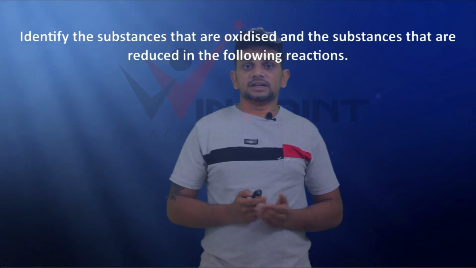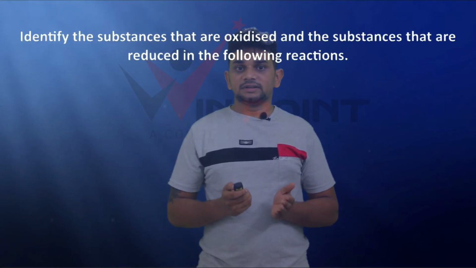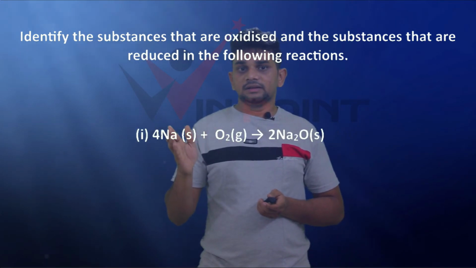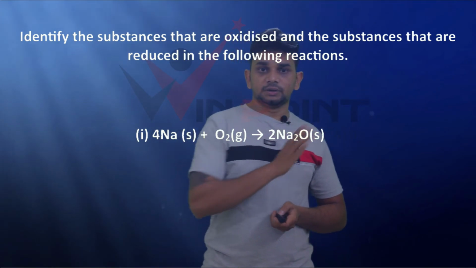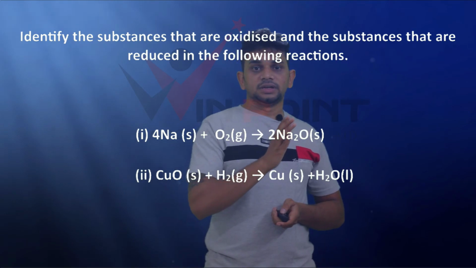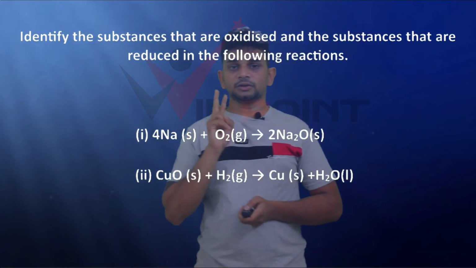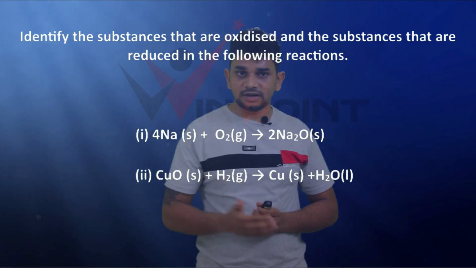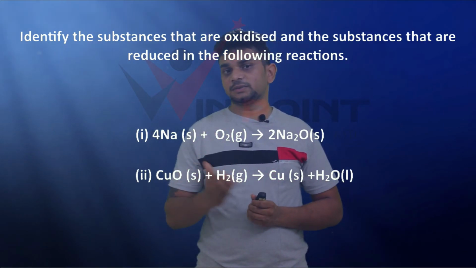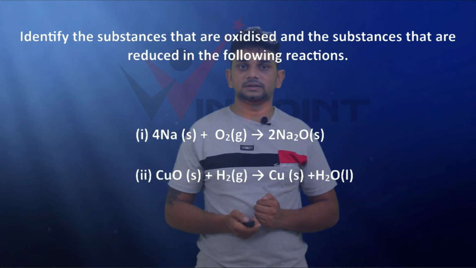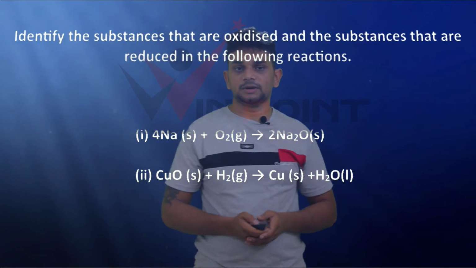Identify the substances that are oxidized and the substances that are reduced in the following reactions. 4Na plus O2 gives 2Na2O. CuO plus H2 gives Cu plus H2O. There are two reactions. We need to find which substance is undergoing oxidation, oxidized, and which substance is undergoing reduction, reduced. We need to find these two substances. We are going to discuss the first example.